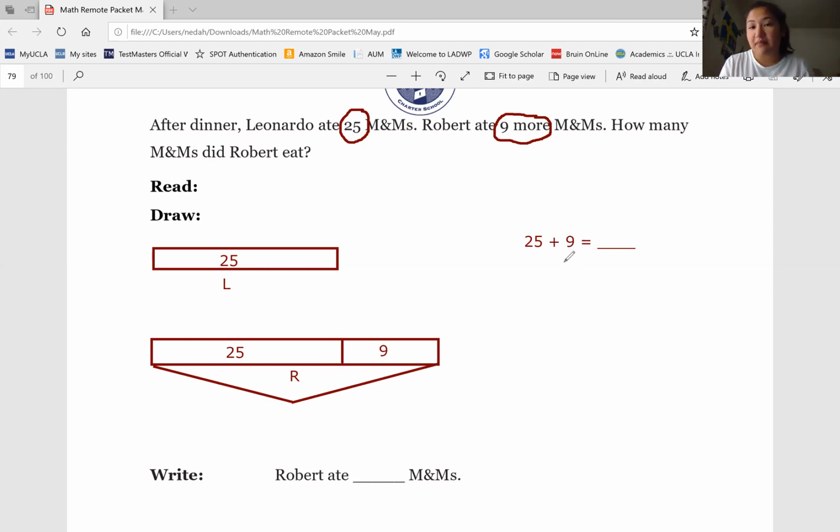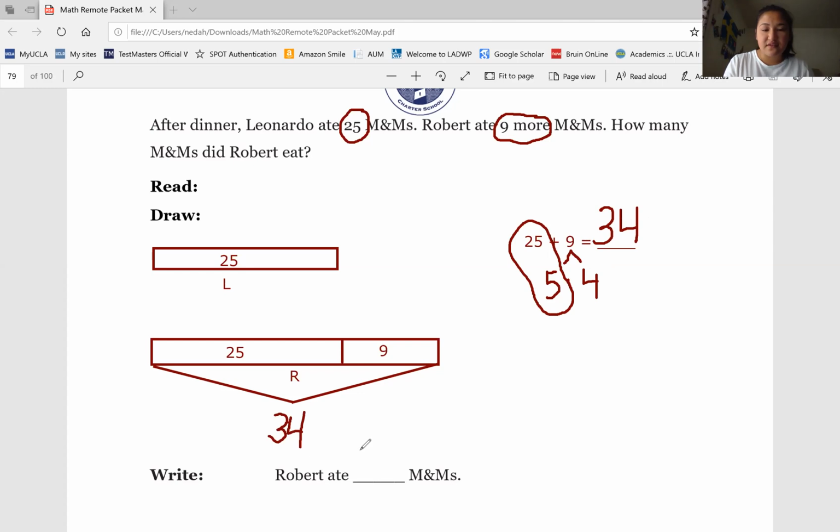To solve this problem, I'm going to use the make 10 strategy. So I have 25. I know I need 5 more to make the next 10, and then that would leave me with a part of 4. So I'm going to circle 25 and 5, which makes 30. 30 plus 4 is 34. And so I know Robert ate 34 M&Ms.